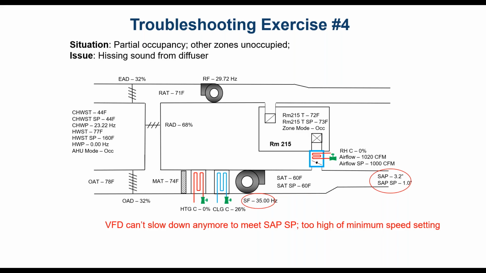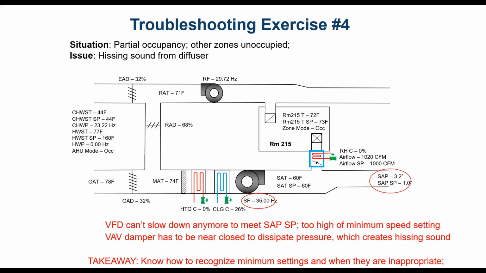The VFD can't slow down anymore to meet the supplier static pressure. Too high of a minimum speed setting must be programmed in. The VAV box damper is nearly closed to dissipate this excess pressure. So the fan can't slow down, so it's pushing more pressure into the supply duct, and the VAV box damper is compensating by pinching off even more to maintain its airflow set point. So now you have 1000 CFM going through a nearly closed VAV box damper, which is creating this hissing sound to come out of the diffuser.